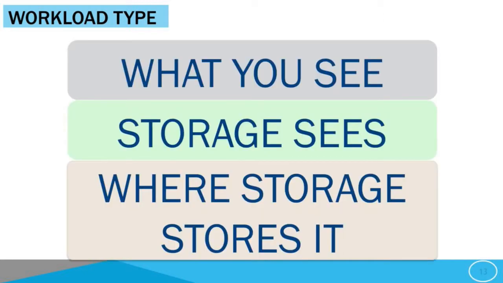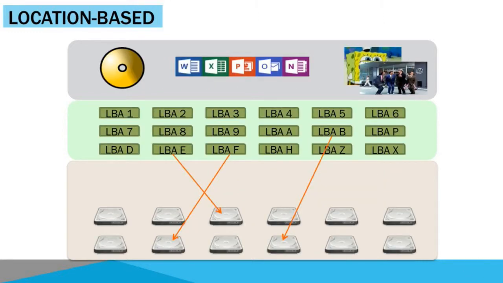What does this really mean? This is a really simple way I understand this to be. There's what we see as end users or server admins, and then there's what the storage is seeing and how it's processing it, and then how it's actually stored on disk. So if we check out a location-based system, for instance, we have maybe a golden image of a number of our virtual desktops, the suites that we're running across all of our virtual machines, and a collection of GIFs that were emailed out to everybody, a couple of our favorites, SpongeBob and the guys going, yay! And those are all mapped to logical block addresses on specific disks, spindles, or SSDs on the back end. And that's a one-to-one mapping. If you have multiple copies, you have multiple copies of those blocks across that.